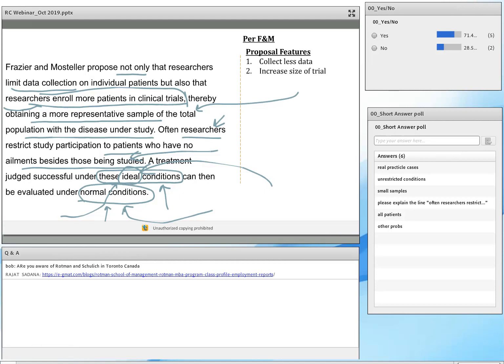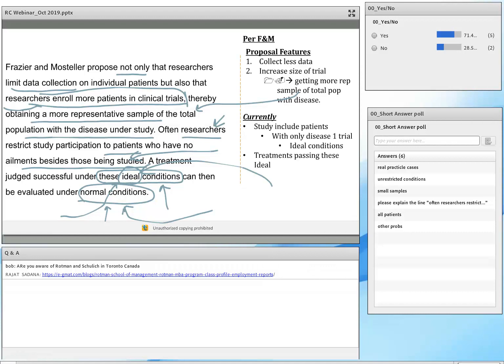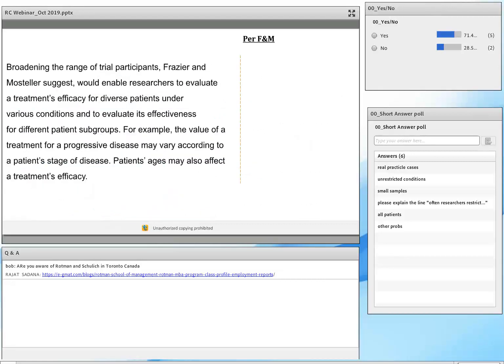So again, proposal features: collect less data. This is really a summary from the previous one. Increase the size of trial. And again, he's presenting the benefits of that. Currently, what is being done? Studies include patients with only one disease. Ideal conditions. Treatments passing these ideal conditions are tested for normal conditions where the people have more than one ailment. Okay. So now in this paragraph, the author is explaining the benefits of the larger trial. Okay. Now let's read further.